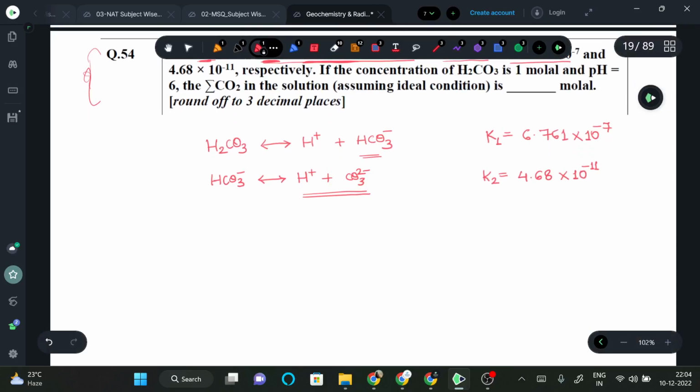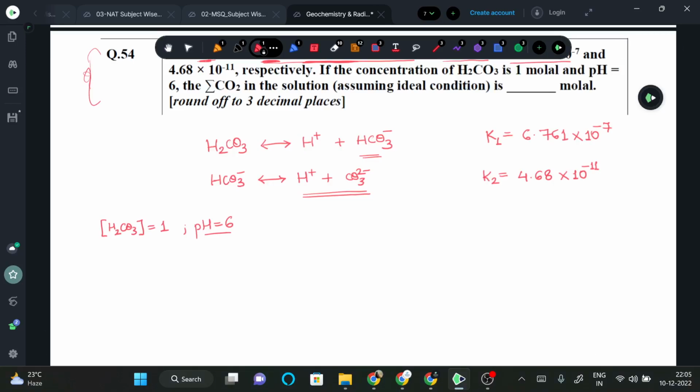If the concentration of H2CO3 is 1 molal, now it is saying that the concentration of H2CO3 is 1 molal. So we will write it here. Concentration of H2CO3 is 1 and pH is 6. Summation CO2 in the solution is dash molar. It is asking for summation CO2 in the solution, assuming ideal condition, is dash molar, rounded off to 3 decimal places. Now firstly, what is summation CO2? Does anyone know this? What is summation CO2?